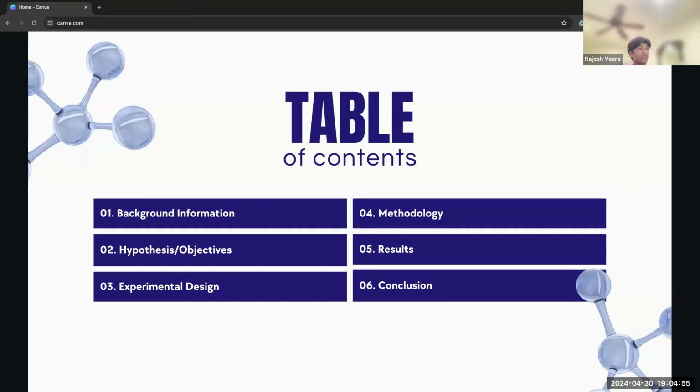Just for our table of contents and what we're going to discuss today, we're going to start with background information and then hypothesis, and then our experimental design, our methodology, our results, and then our conclusion.